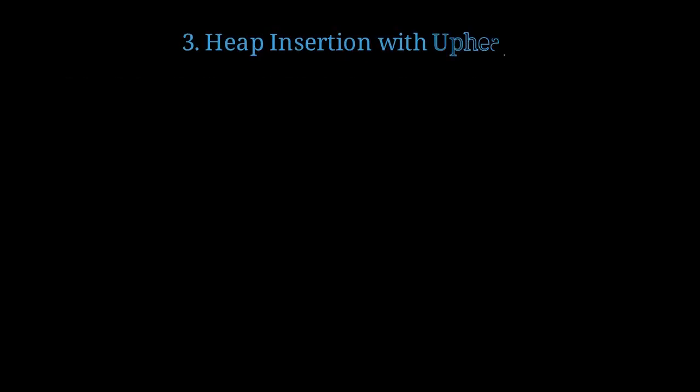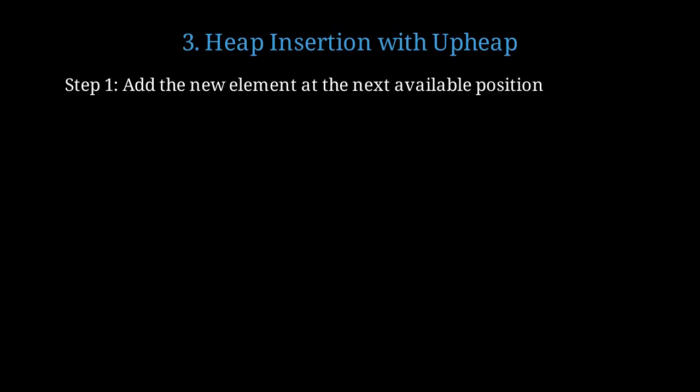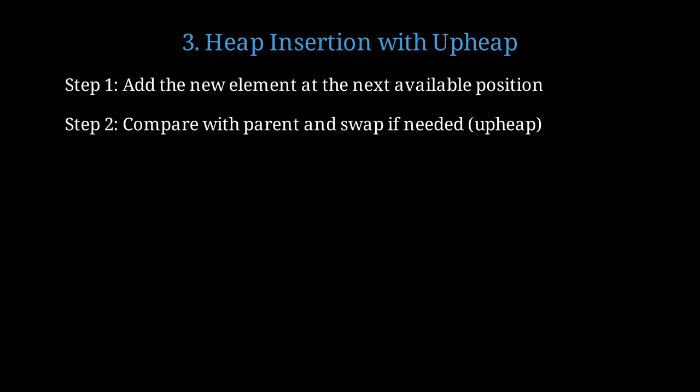Let's see how to insert a new element into a heap. First, we add the new element at the bottom level, in the leftmost available position, to maintain completeness. Then we compare the new element with its parent. If it violates the heap property, we swap them. We keep swapping upward until the heap property is restored throughout the tree.